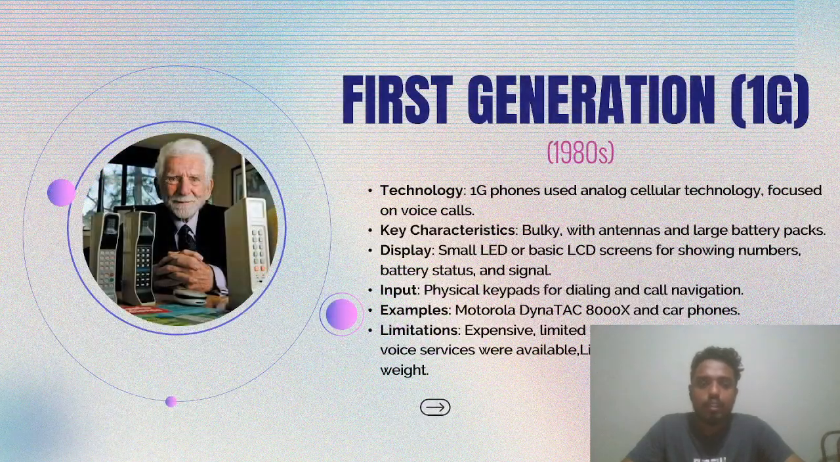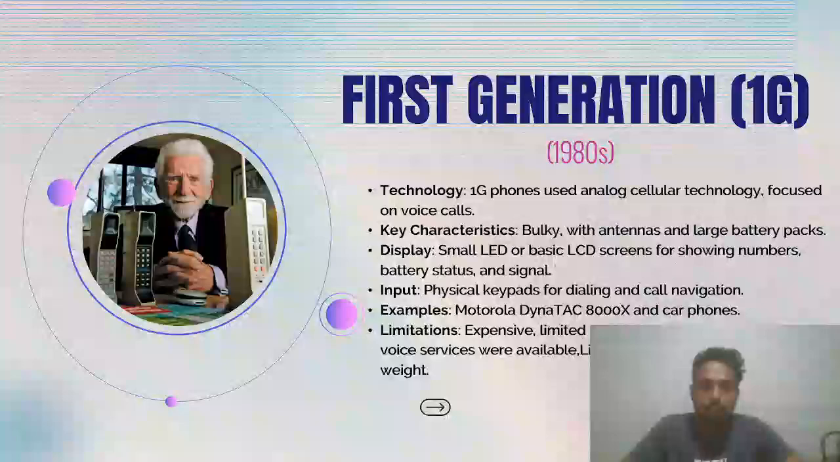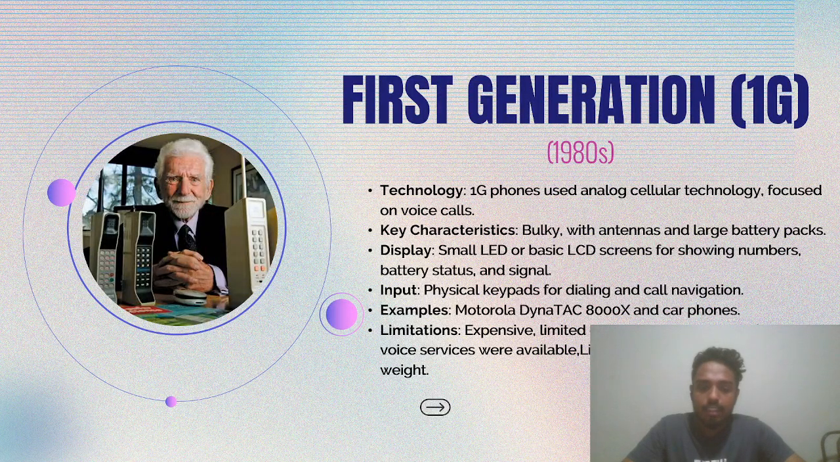Next, we'll talk about the first generation of devices. It dates back to the 1980s, and its technology was 1G phones, which used analog cellular technologies focused on voice calls. The main key characteristic is they are bulky with antennas and large batteries. The displays are small LED or basic LCD screens for showing numbers, battery status, and signals. They have physical keypads for dialing and call navigation.